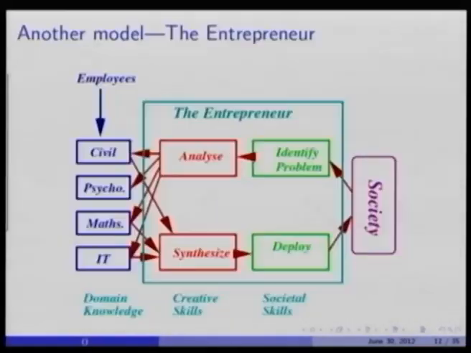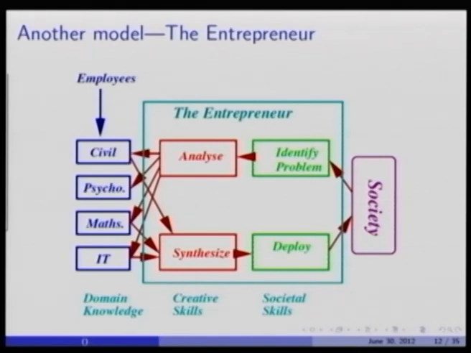Correct. So then there is another model, right? The entrepreneur. That is what Professor Amarnath was talking about. What does the entrepreneur do? It says that, well, you don't need all of this knowledge, you can have employees. But the entrepreneur does the social modeling and the analysis and synthesis. So the entrepreneur actually does that job and offloads his technical work to employees. This is how a company starts, correct?